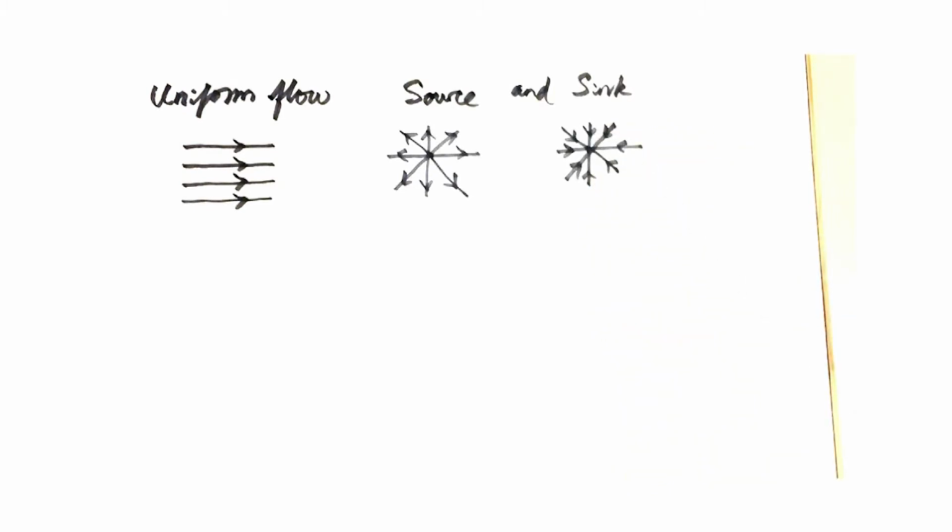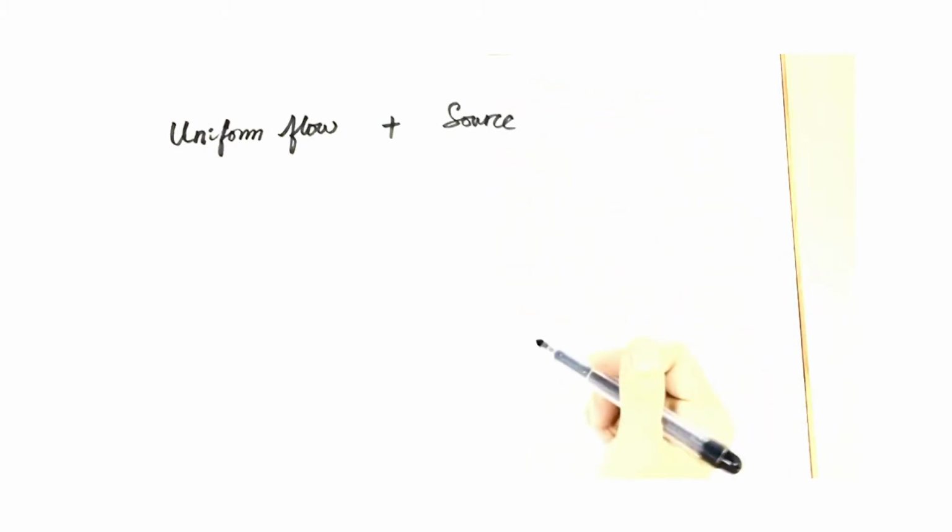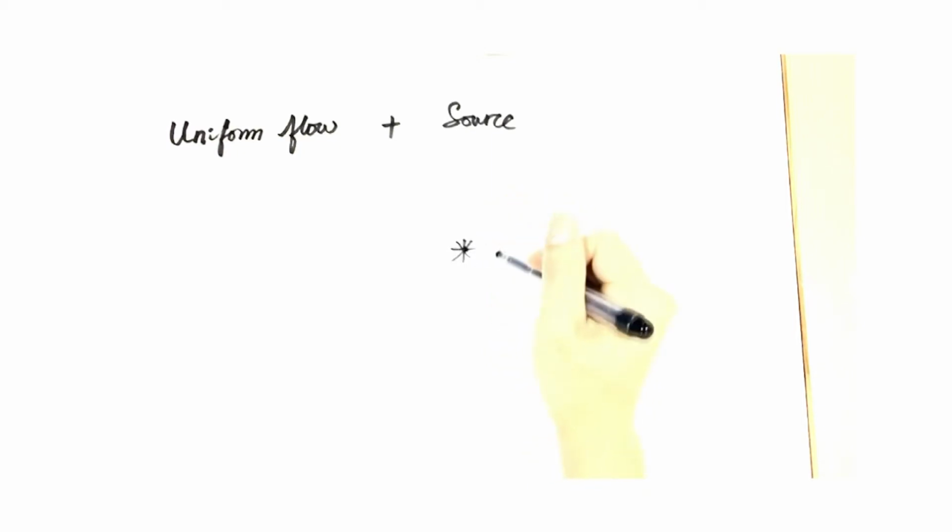When we put together these simple flows, the process known as superposition, we can obtain a more complicated flow pattern. For example, if we combine a uniform flow and a source, we obtain the streamlines like this. First, this is the common point of the source flow. The flow goes towards the right.